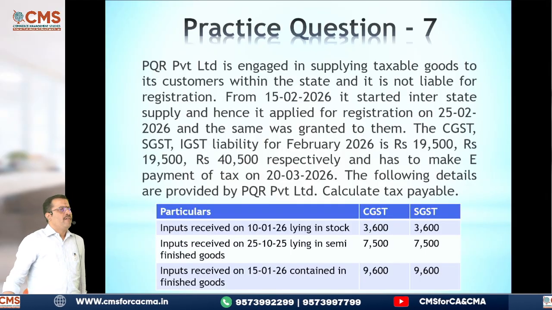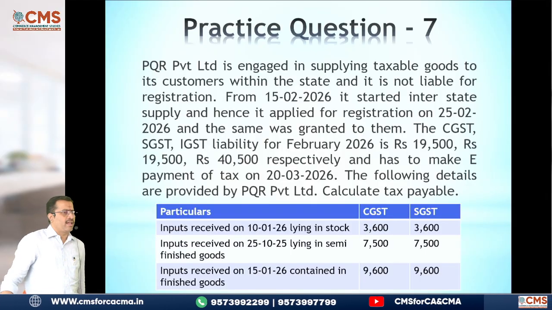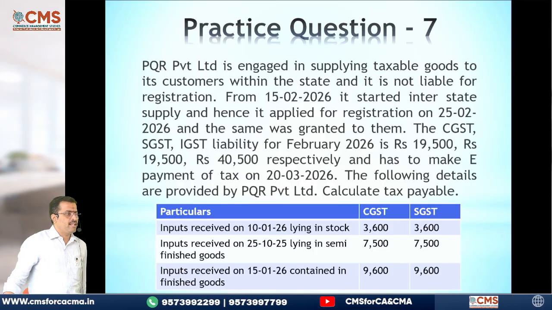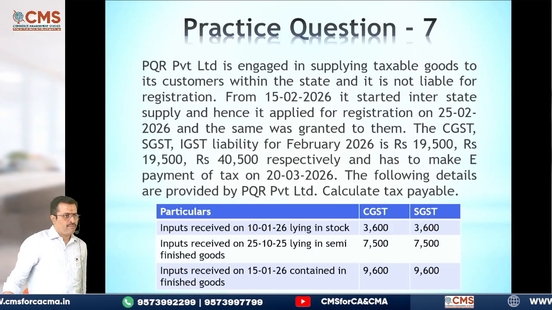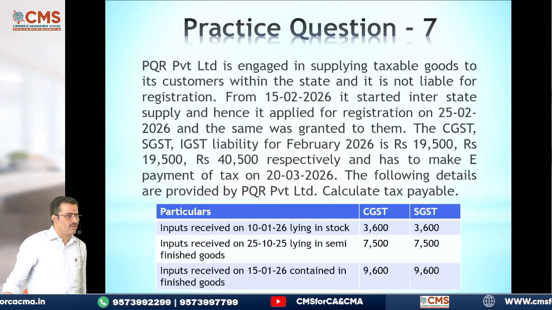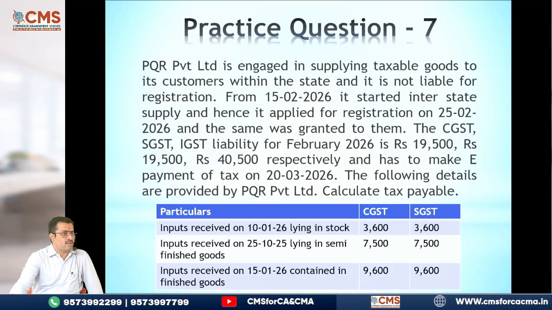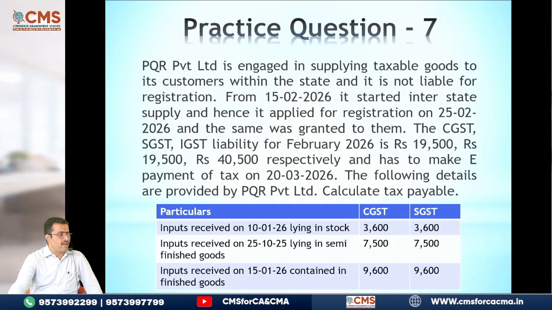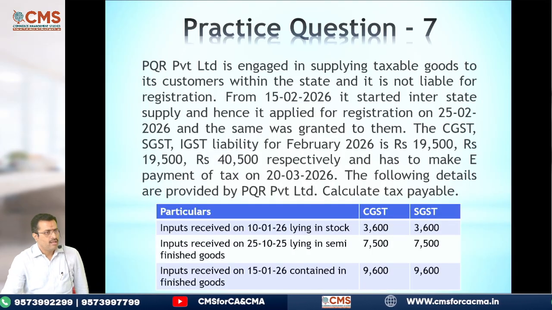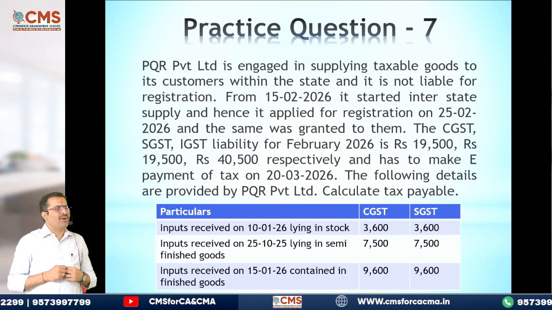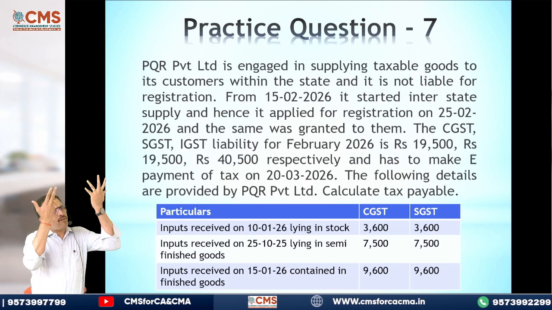No problem. Which date were they liable for registration? 15th February. If you see 15th February, they are making interstate supply. No doubt they applied for registration on 25th, but they are liable for registration on 15th February itself. Now you might ask me a question, sir, if they are liable from 15th February, but they made application only on 25th, how will they get registration from 15th?